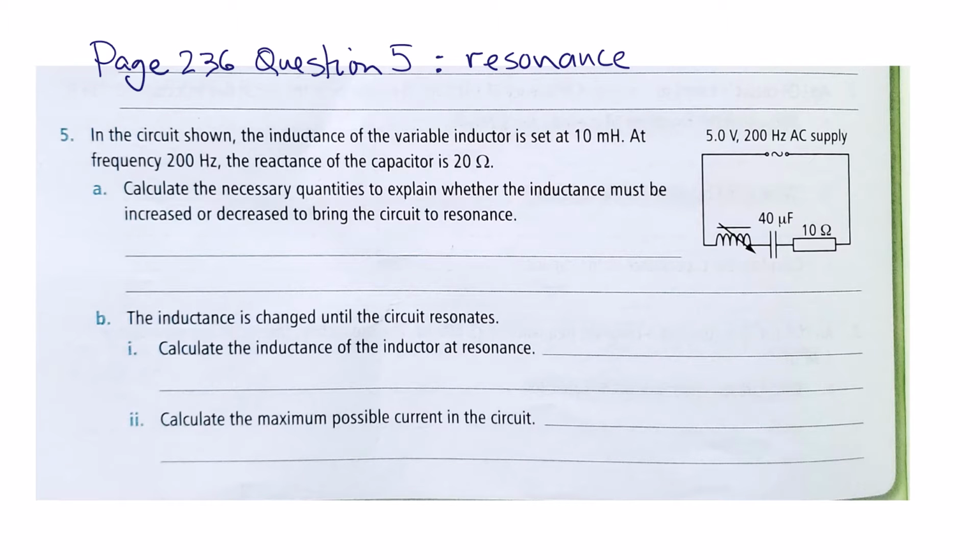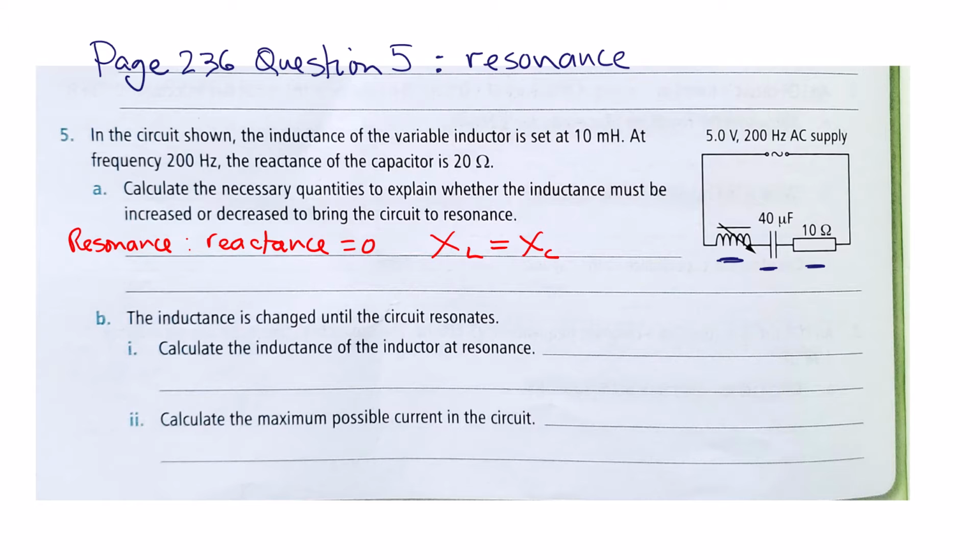Okay, we've got this LCR circuit here with an inductor, capacitor, and the associated resistance within that circuit. Calculate the necessary quantities to explain whether the inductance must be increased or decreased to bring the circuit to resonance. Remember, for resonance, the reactance must equal 0. So that is, the inductive reactance has got to be equal and opposite the capacitive reactance.